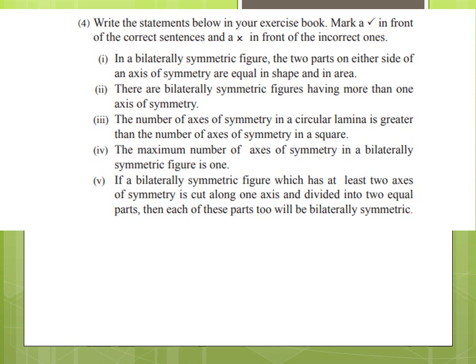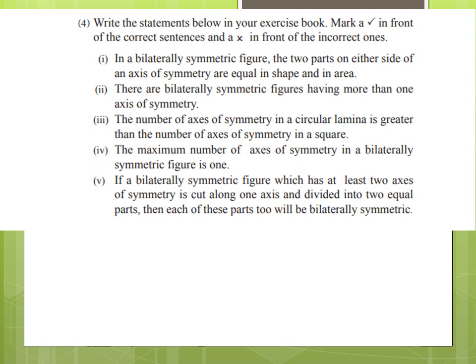That's true. The second one, there are bilateral symmetric figures having more than one axis of symmetry. That's also true. The number of axes of symmetry in a circular lamina is greater than the number of axes of symmetry in a square. That is also true. The maximum number of axes of symmetry in a bilateral symmetric figure is 1. I told you that it is false.